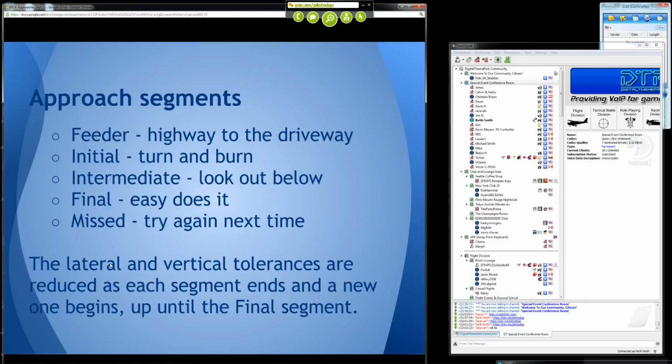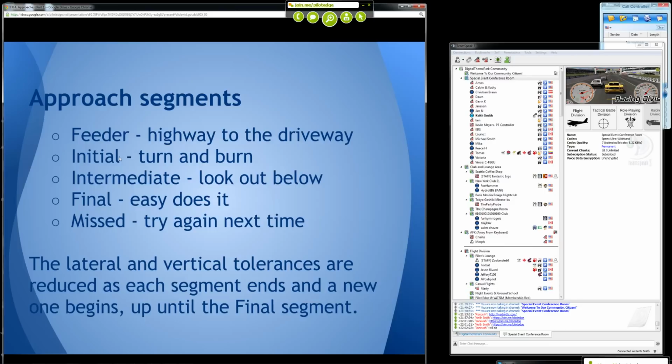Okay, the segments of an approach. Again, this is not brand new, but it's really, really important to understand these. So again, this is why I'm going to repeat them. We have the feeder approach, probably the least understood approach segment in my experience. This gets you from the highway to the driveway, and by that I mean the highways are the en route structure. So the job of a feeder segment is to take you from the highway to the point where you can actually start the approach, which is the initial approach fix.